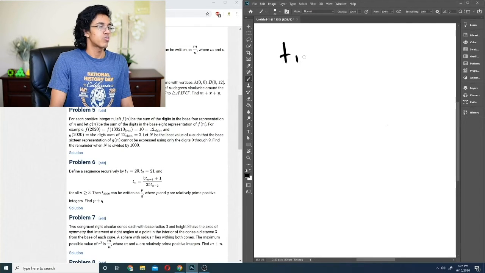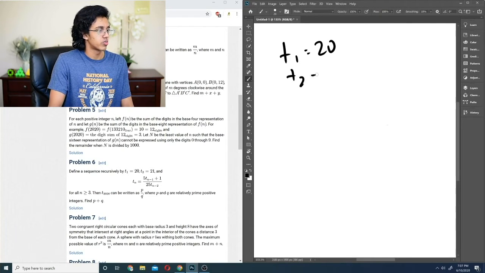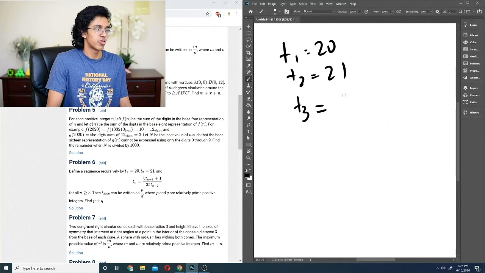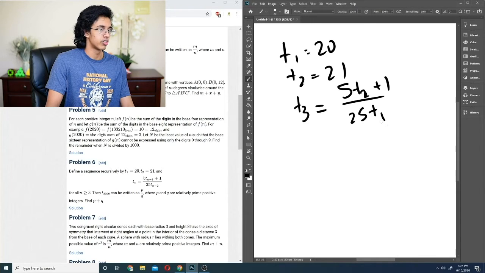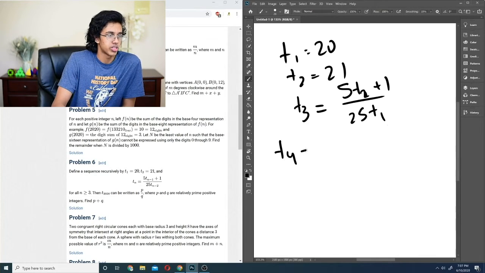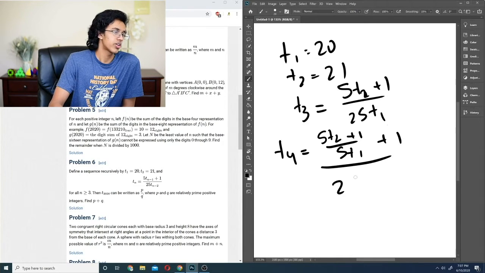So, you know that T1 is equal to 20, T2 is equal to 21. If we try T3, it becomes kind of nasty. So why don't we just leave it in terms of T1 and T2. So this becomes 5T1 plus 1 over 25T2, no, the other way around. 5T2, 25T1. Okay, and then if we put in T4, we basically get that it's 5 times T3, so we can plug this in, and we get 5T2 plus 1 over 5T1 plus 1 over 25T2.